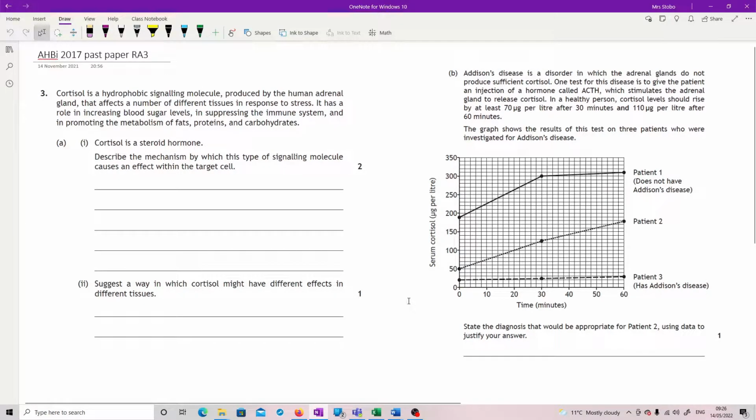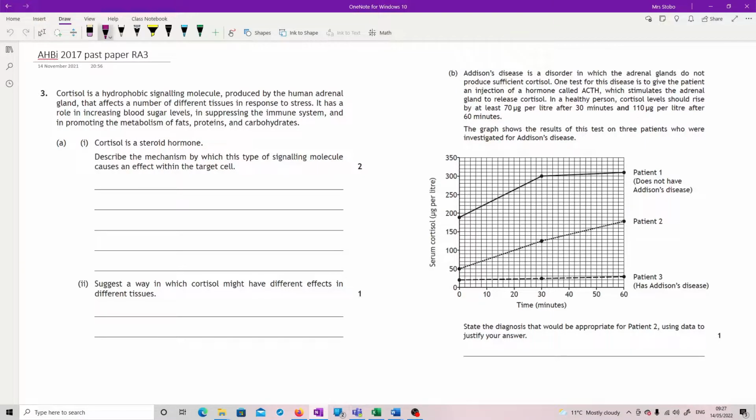Okay, question 3. Cortisol is a hydrophobic signaling molecule produced by the human adrenal gland that affects a number of different tissues in responses to stress. It has a role in increasing blood sugar levels, in suppressing the immune system, and in promoting the metabolism of fats, proteins, and carbohydrates. Okay, cortisol is a steroid hormone. Describe the mechanism by which this type of signaling molecule causes an effect within the target cell.